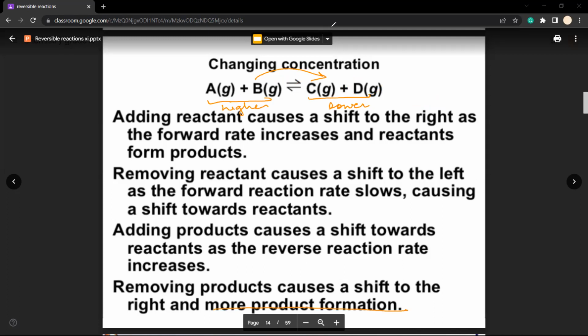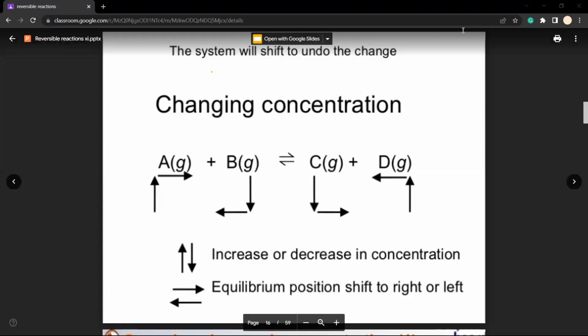Okay, so this was a factor. This is how we can make the reaction go either forward or backward. We can disturb the dynamic equilibrium status, where the forward and backward reactions are going at the same speed, just by changing the concentration. So this is the gist which you should be remembering, right?